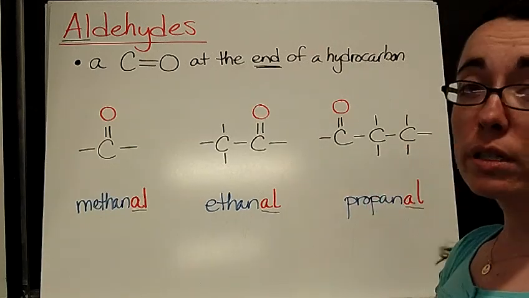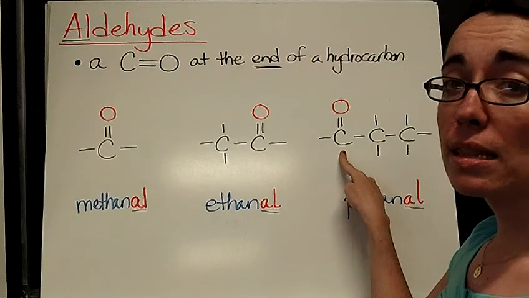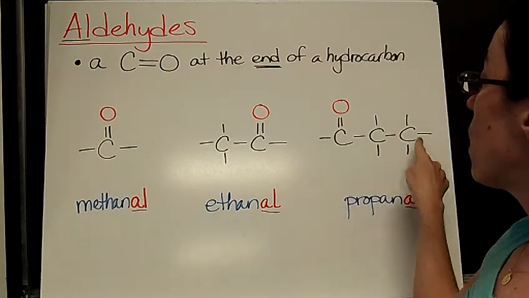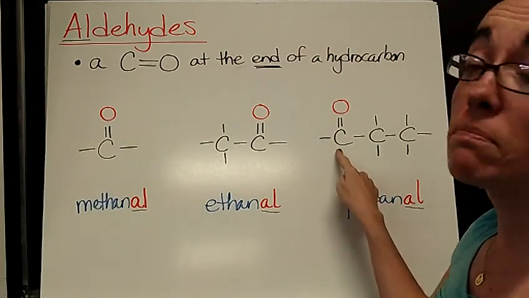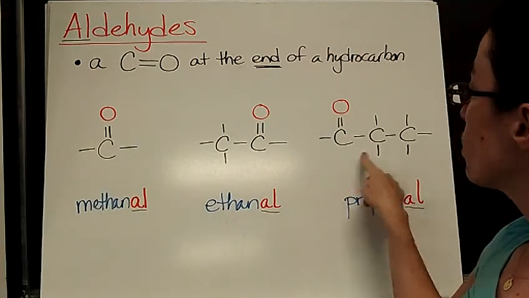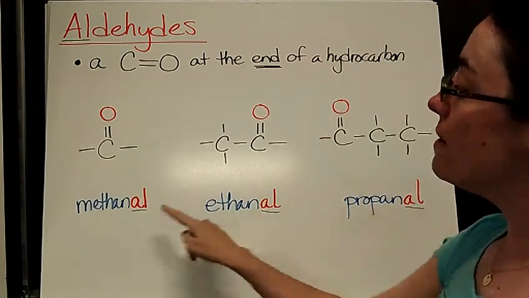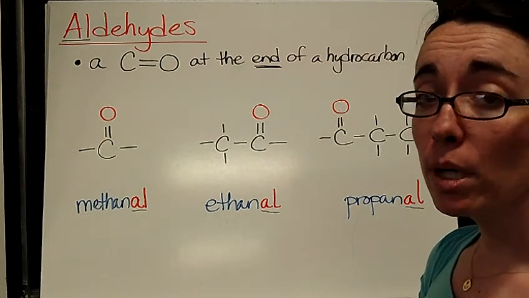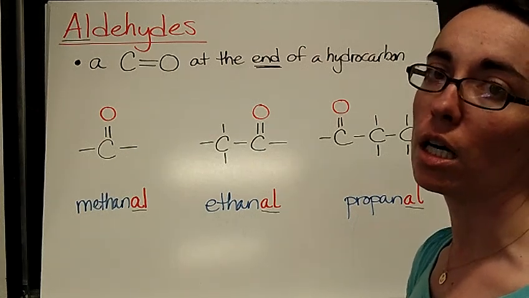Our last example here, I took a propane. I located one of the carbons that is at the end. I could have also put one over here instead, but I decided just for fun, really, to put it right over here. And so this propane got turned into an aldehyde, so it's called propanal. None of these need a number because the special group, the functional group, is always on carbon number 1.